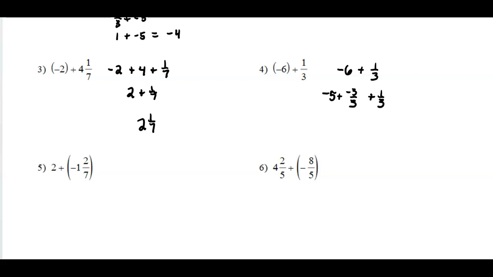So now I have negative 3/3 plus 1/3. That's a DSSM problem. That gives me negative 2/3. And since I have same signs, negative 5 plus negative 2/3, I just get to add them together. So that's negative 5 and 2/3. If I had different signs, I couldn't do that. That's what I had right off the bat.